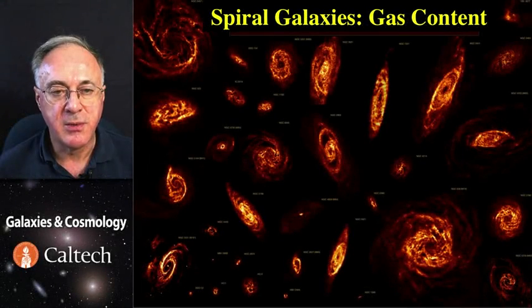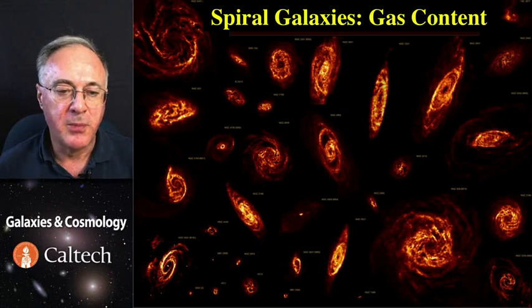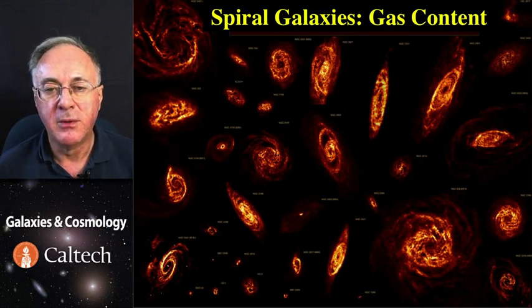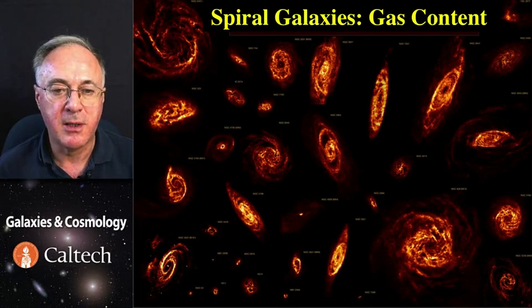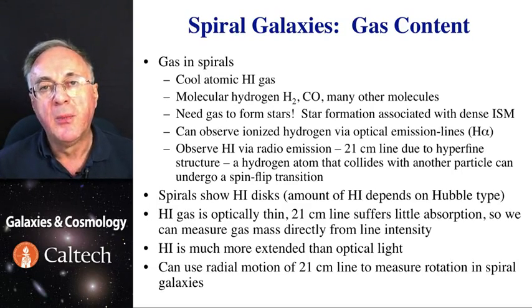So we have seen what stars do in spiral galaxies, but what about gas? This is a composite picture of a lot of neutral hydrogen images of a lot of different spiral galaxies, and you can see that in many cases you see spiral arms just fine. Well, there are many components to the gas in spiral galaxies.